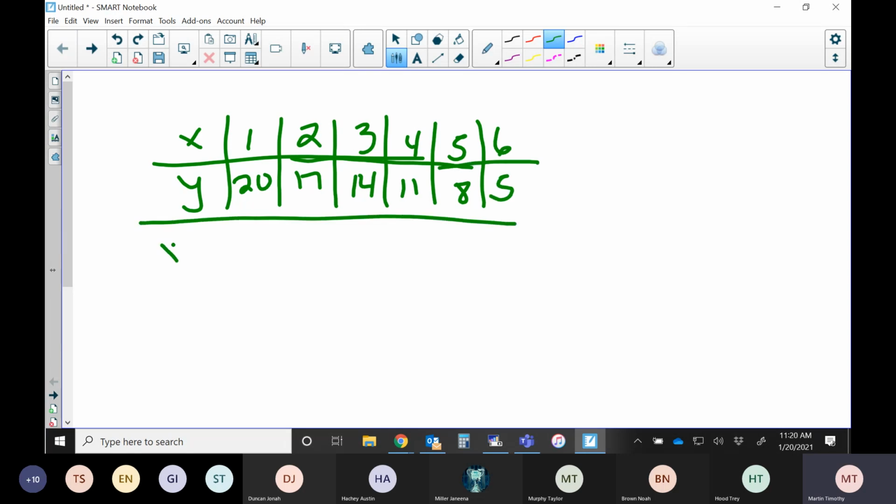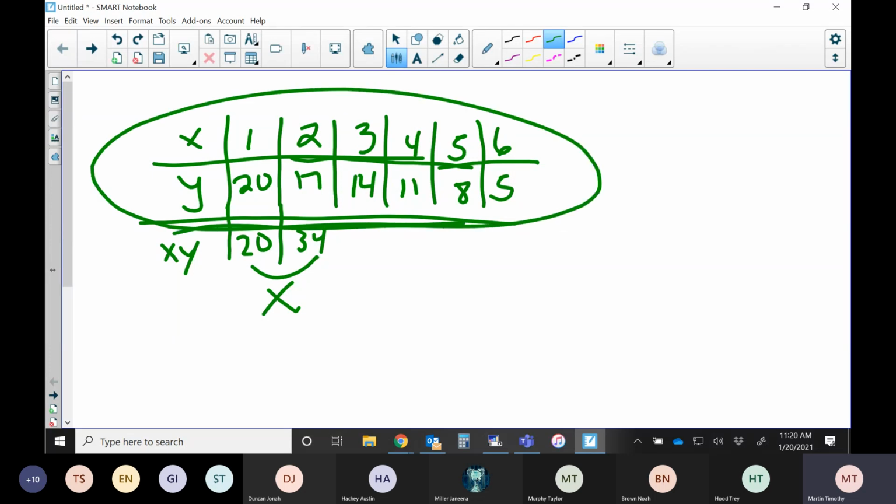Well, as soon as I try to do x times y, I realize that this is 20. I realize this is 34. As soon as one of them doesn't match up, it is not an inverse variation. In fact, it's going to bring me to my next point of what we should be able to do in Algebra 2. This is actually a linear. This would be a linear function. The way I know that is as this increases by 1, this decreases by 3. Up 1, down 3. Up 1, decreased by 3. It's staying the same. Up 1, down 3.